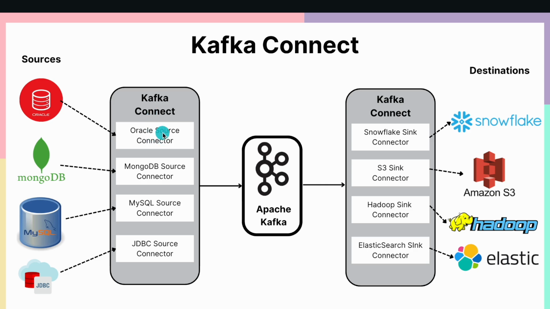Inside Kafka Connect, you can create two types of connectors: source connectors, which are producers, and sink connectors, which are consumers. I hope I was able to give you a brief idea of what Kafka Connect is.